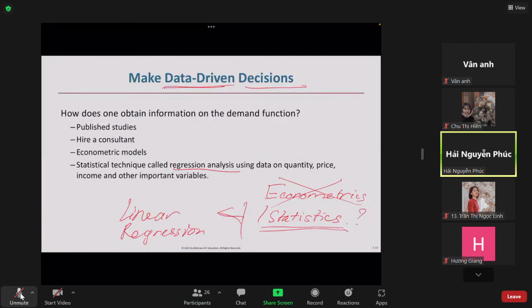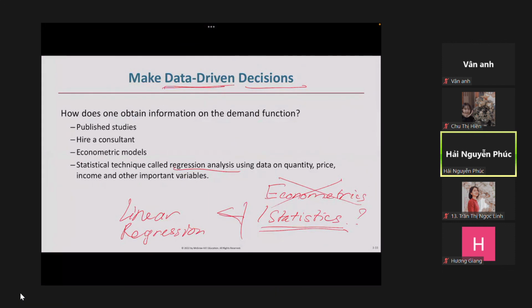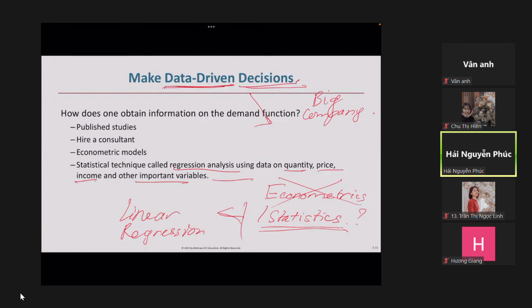Okay, so the idea is the following. If you want to be a good manager for a big company, let's say you want to manage a big company, of course, you will have to make your decisions based on collected data. For example, you collect data about the quantity, the price, the income, advertising, the price of competitors, and based on this, you will make the appropriate decision.